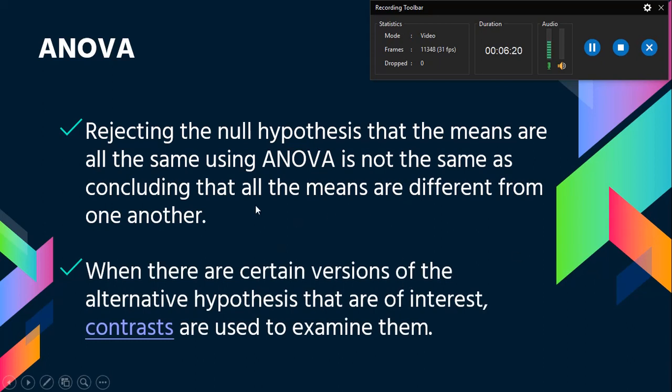So when this happens, prior to running the test, we have to come up with our alternative hypothesis. And it's not enough just to say that the means are different. We will actually set up what's called a contrast so that we can examine all of our different results.